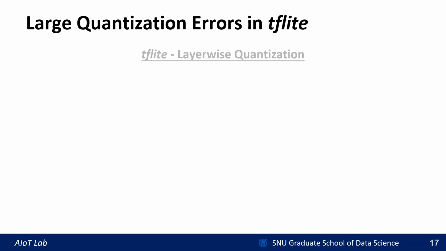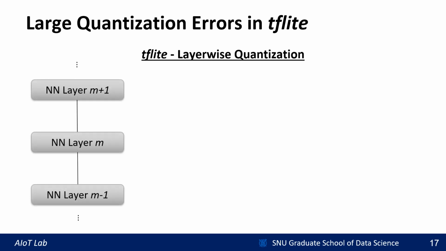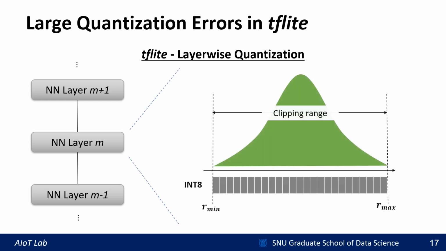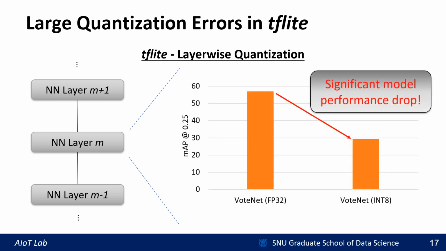In TF-Lite, the default quantization granularity is layer-wise quantization. To explain it further, let's say there is a neural network with lots of layers, and we would like to quantize layer M. If the distribution of values is like this, the clipping range is determined based on the minimum and maximum values from the entire layer. We quantized the base model with these default settings, but we experienced a significant drop in model performance. We lost mAP of around 27.